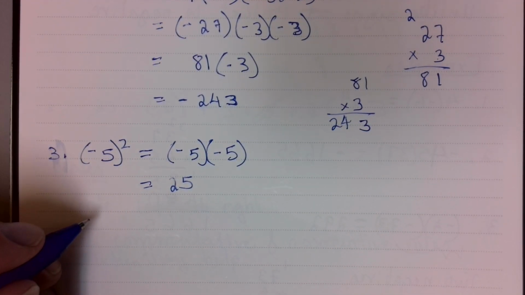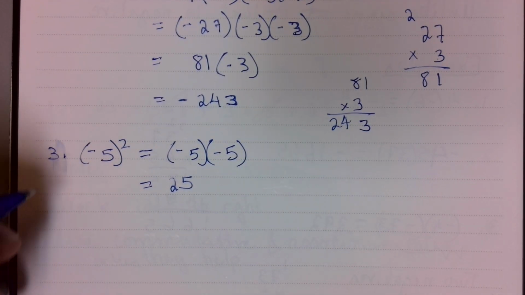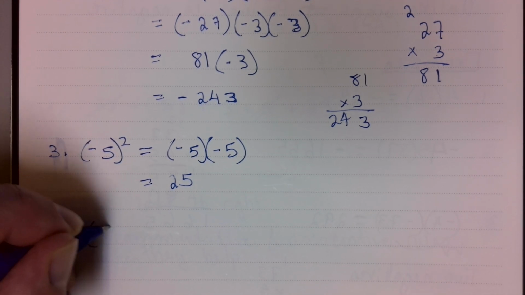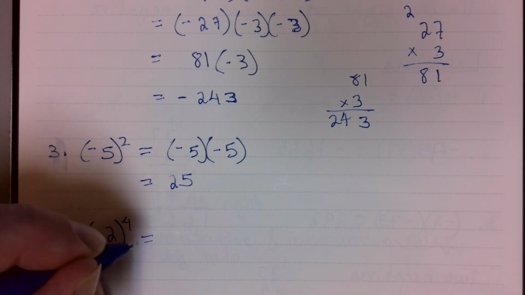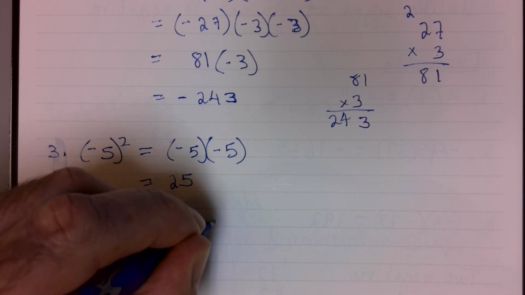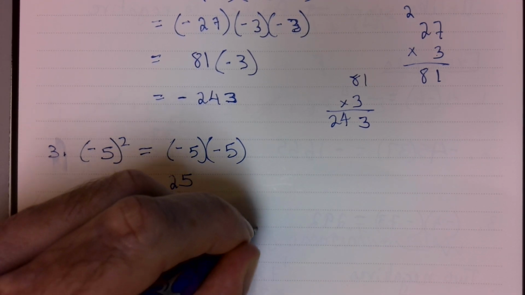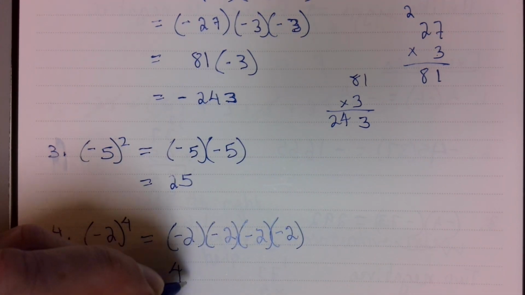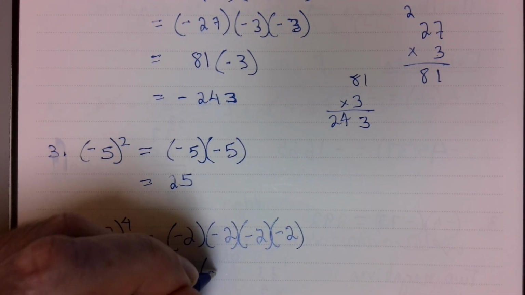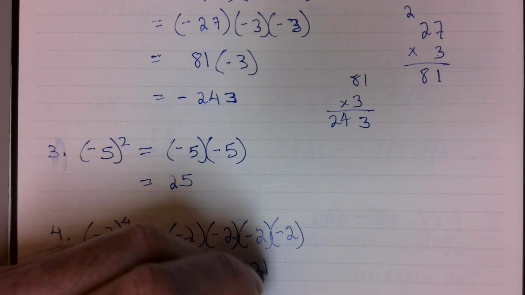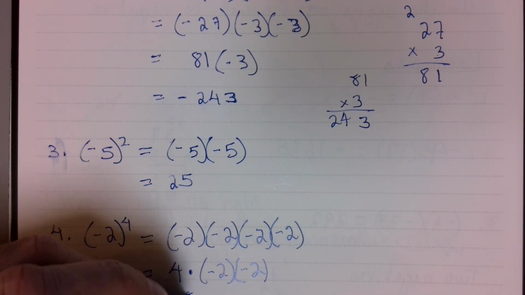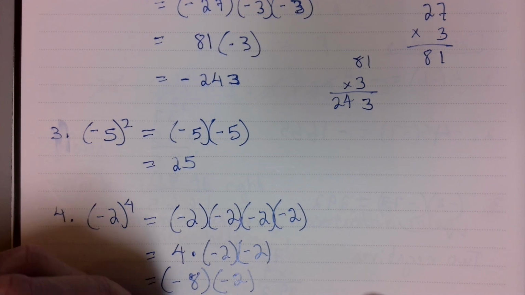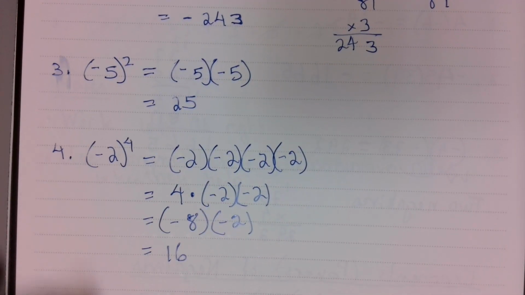Let's see here. If I take -2 to the 4th power, -2 times -2 times -2 times -2, this will be a 4. A -8. And lastly, a positive 16.